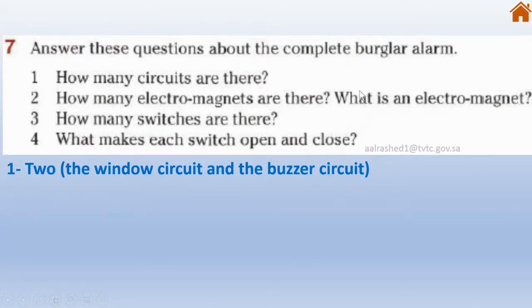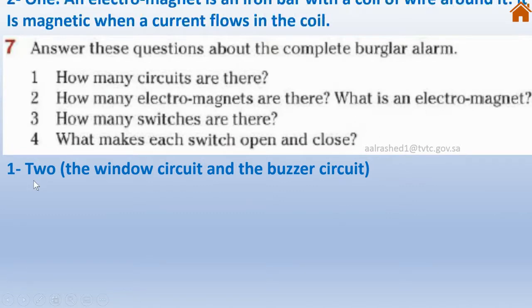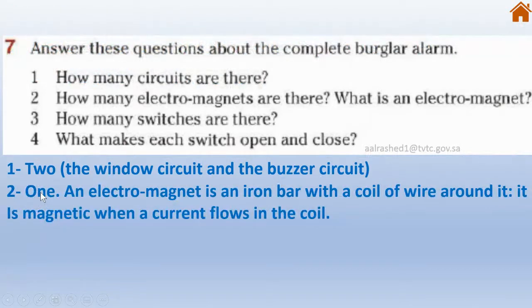So we have 2 types of question, 2 sections. This is the first section, and then the last section, the definition of electromagnet. Okay, how many? So we have 1. Okay, the definition: electromagnet is an iron bar with a coil of wire around it. It is magnetic when the current flows in the coil.